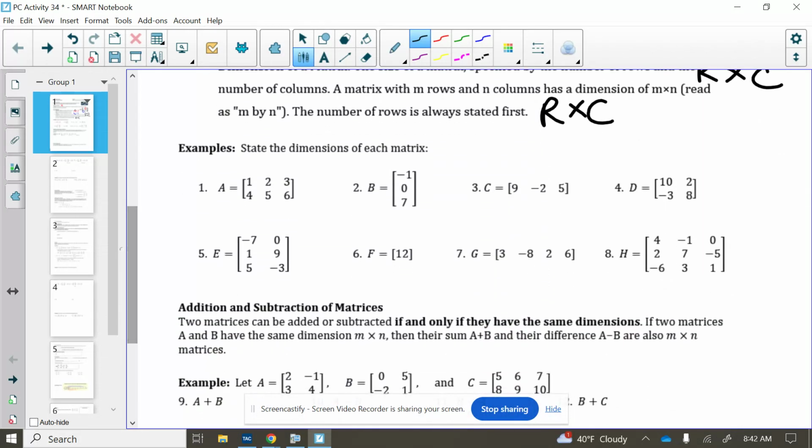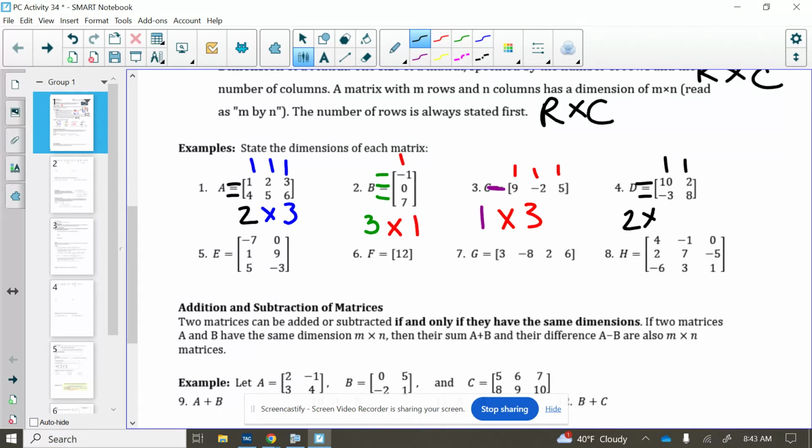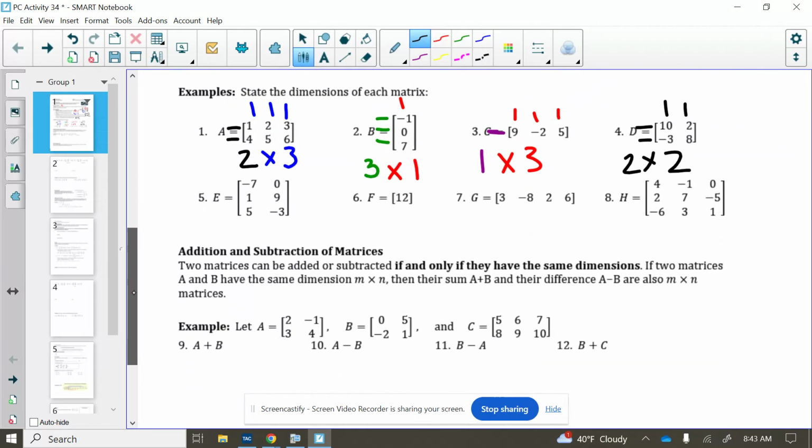So if we state below, we have 1, 2 rows, 1, 2, 3 columns, so this would be a 2 by 3 matrix. On the next one, we have 3 rows and only 1 column, so this is a 3 by 1. In the next one, we have 1 row but 3 columns, so this is a 1 by 3. And then our last one is a 2 row by a 2 column, so that would be a 2 by 2. Right, try the others on your own.